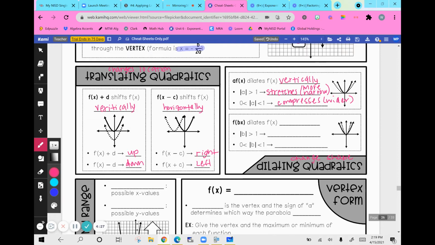And then f of b of x, so that dilates it horizontally. And again, if that b value, because it's happening inside the parentheses, right? That's the difference. If that b value is greater than 1, it's going to make it more narrow. And if that b value is between 0 and 1, it's going to make it wider. So same changes, okay?